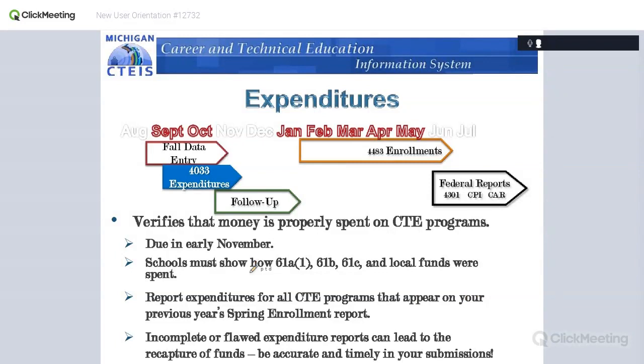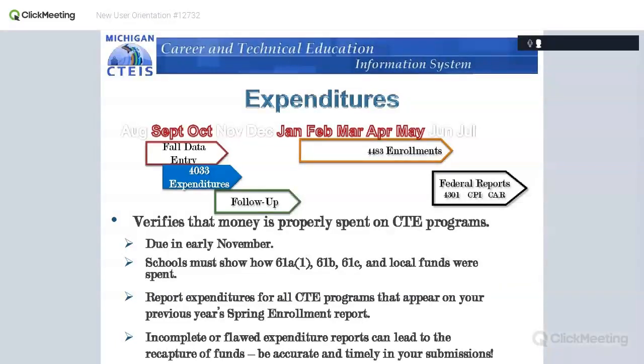So later on in September, that finishes up in November, you have the expenditures. And again, the expenditures may be a different group that do enrollments. It still needs to be done. And what we do in expenditures is we ask that you enter in all the expenditures that you acquired to run your programs per program.